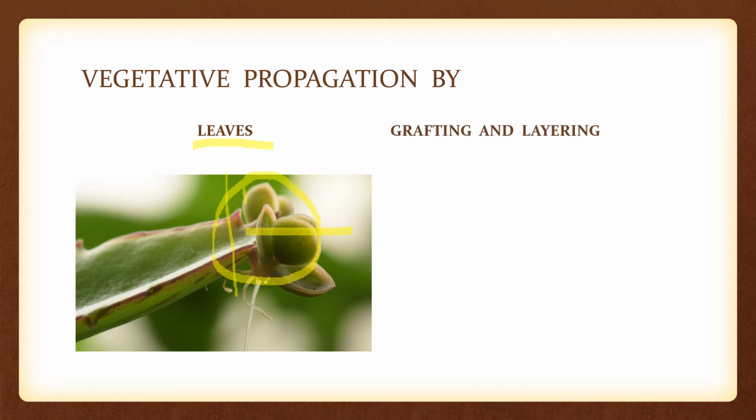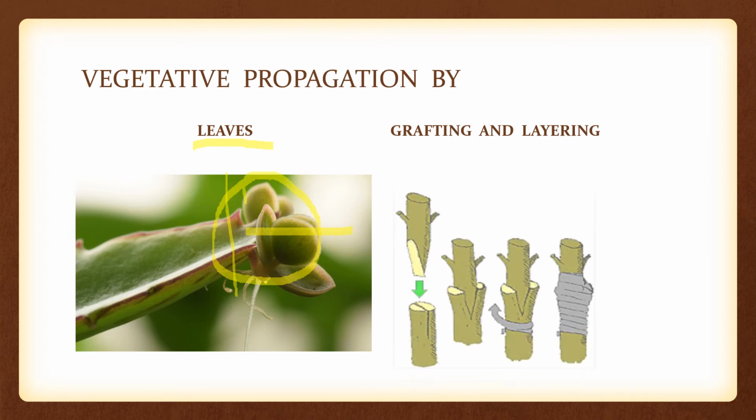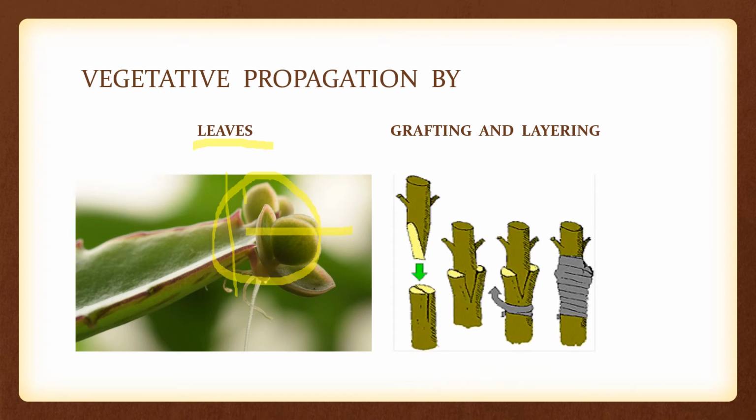Another method is vegetative propagation by cutting the stem. Generally, with most plants, by cutting the stem you can produce a new plant. For example, jasmine, rose, and hibiscus: you can cut the stem and plant it, and you get a new plant. Here there are two types of stem cutting methods. One is grafting and the other one is layering.